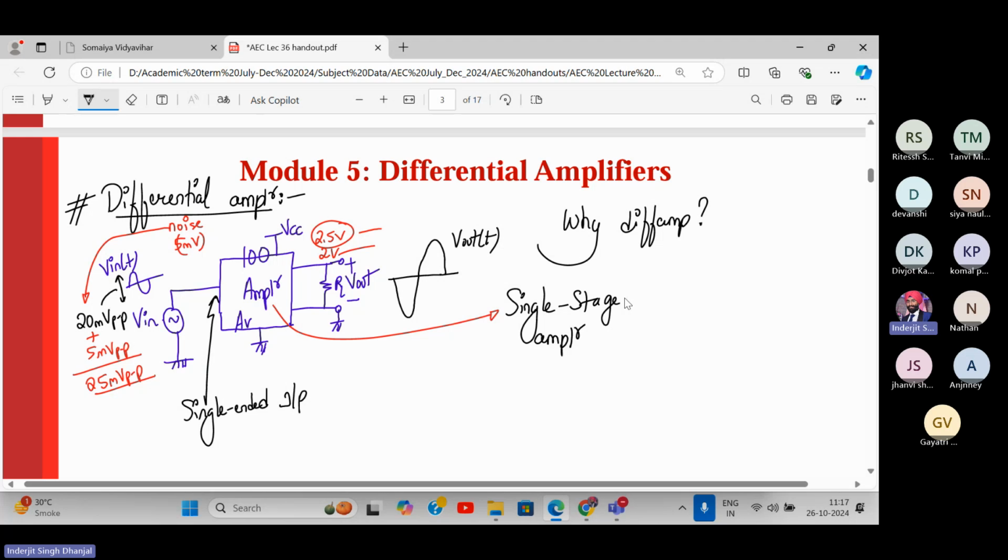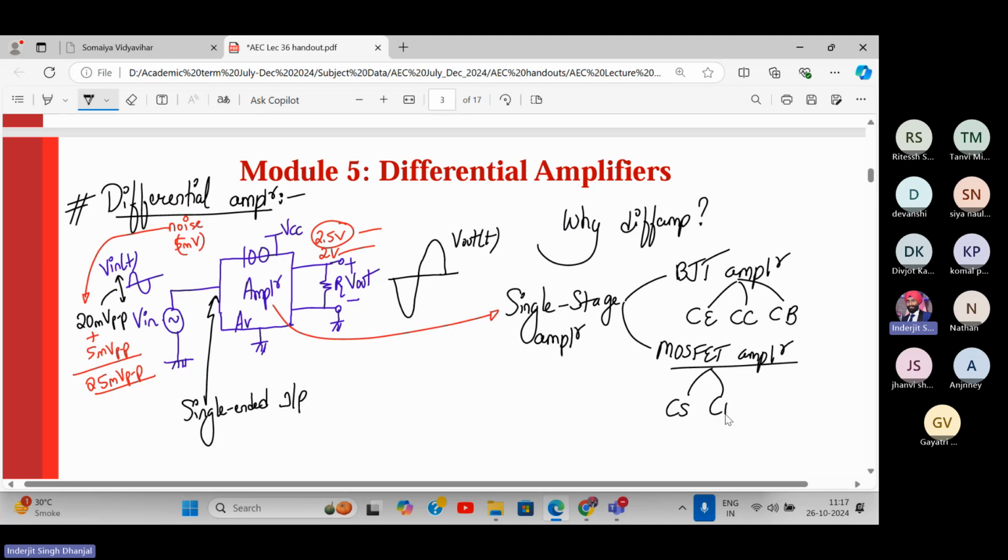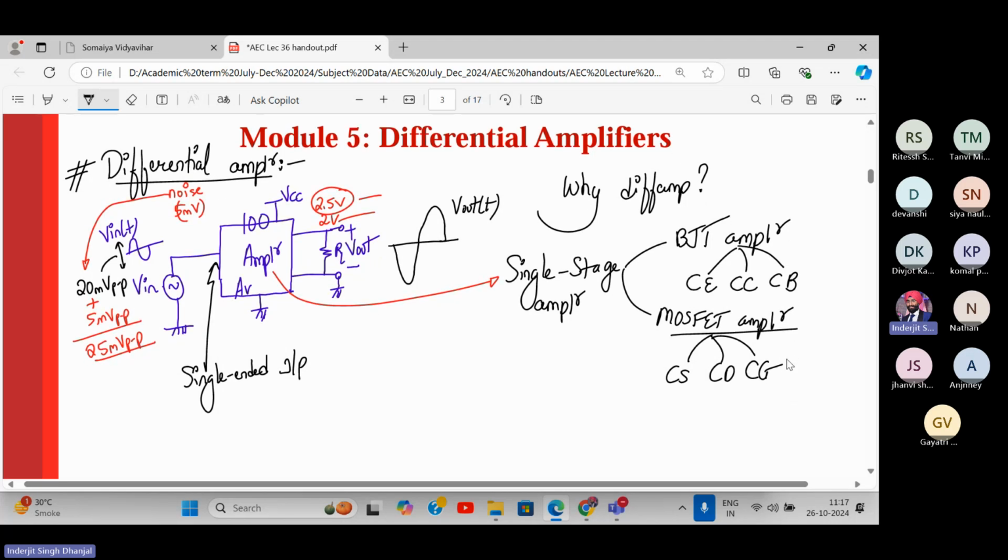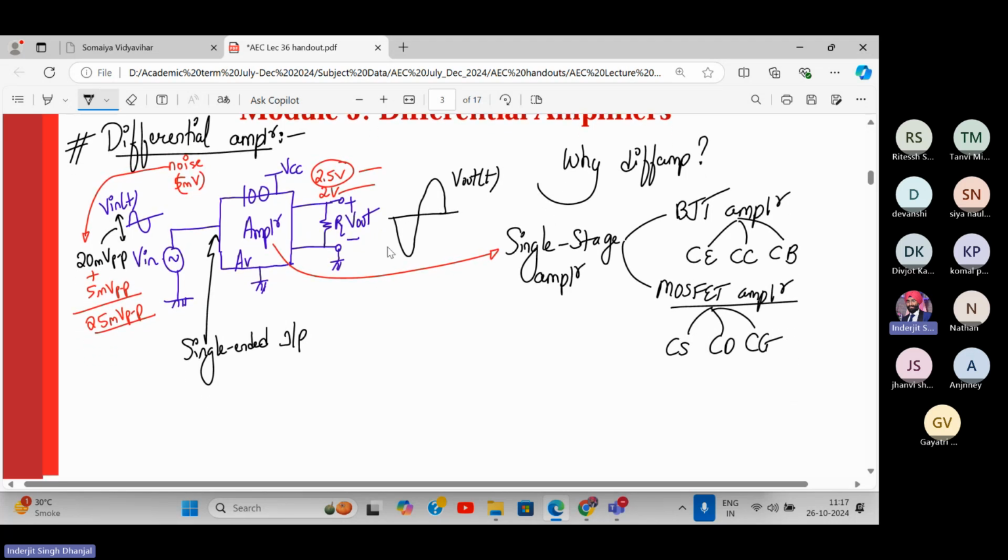Why we go for differential amplifier. Under single stage amplifiers, so far we have studied BJT amplifiers: common emitter, common collector, and common base. We have also studied MOSFET amplifiers in the syllabus: common source, common drain, and common gate. All these amplifiers had single-ended inputs.